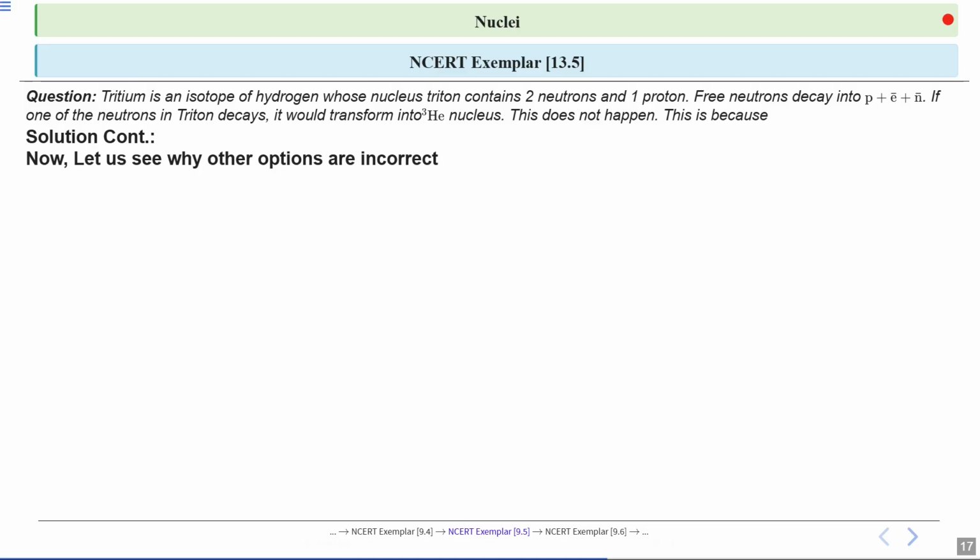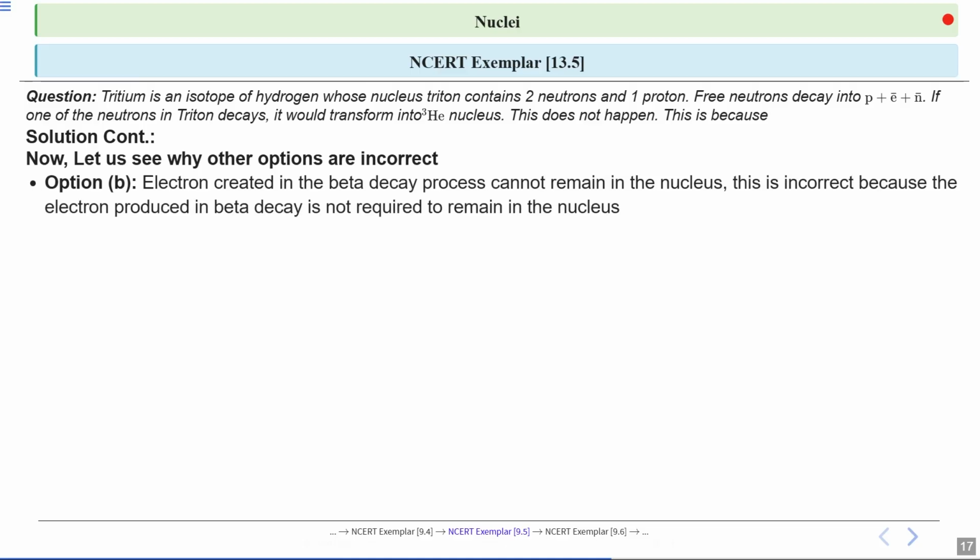Now let's see why other options are incorrect. So option B states that the condition given in the question is not possible because the electron created in the beta decay process cannot remain in the nucleus. But this is incorrect because the electron produced in beta decay is not required to remain in the nucleus. It is because the emitted electron during decay would leave the nucleus and does not prevent the transformation.